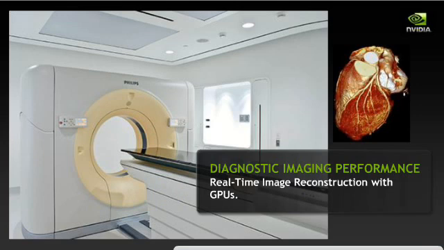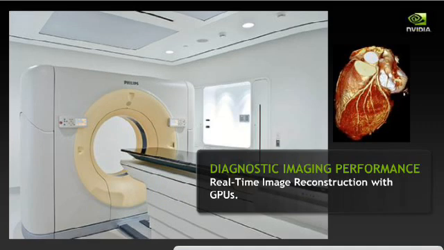But by moving to GPUs and accelerators, they were able to cut the time down to almost real time. Maybe just a few minutes later, they would actually have a useful image, while cutting the radiation they're exposing their patients to down drastically. So this is one of the very early adopters of GPUs and accelerators.